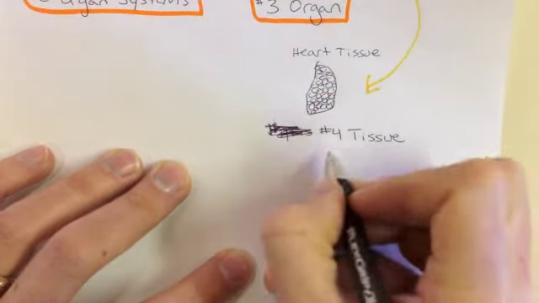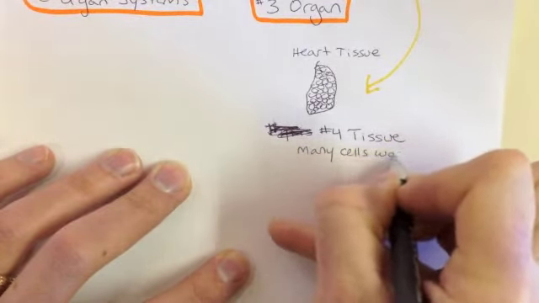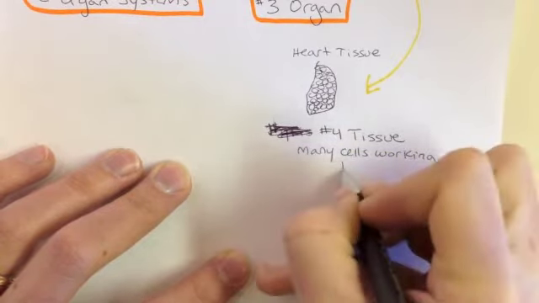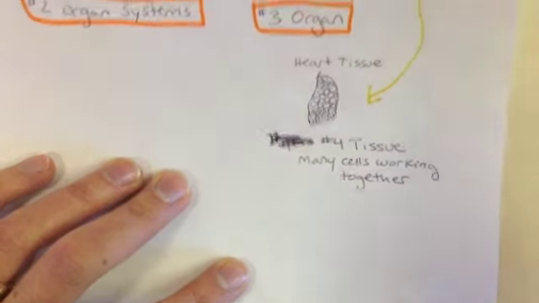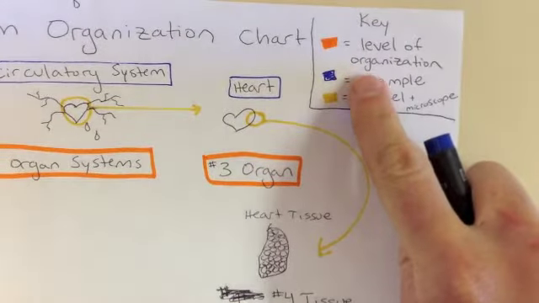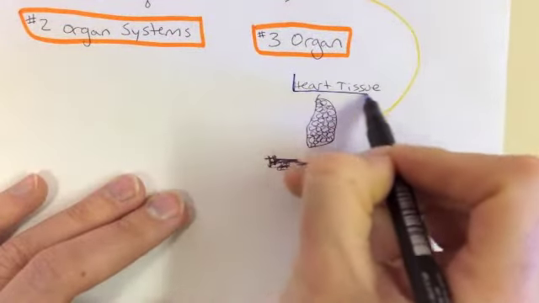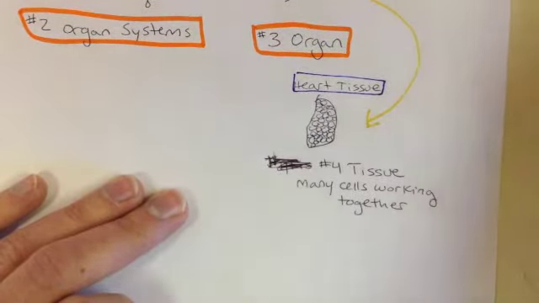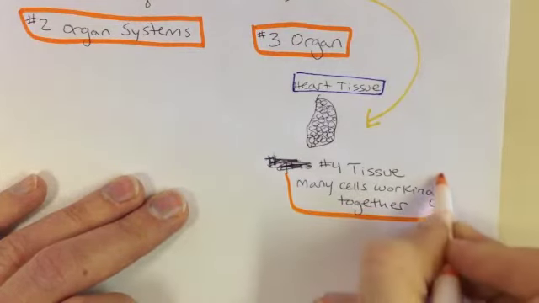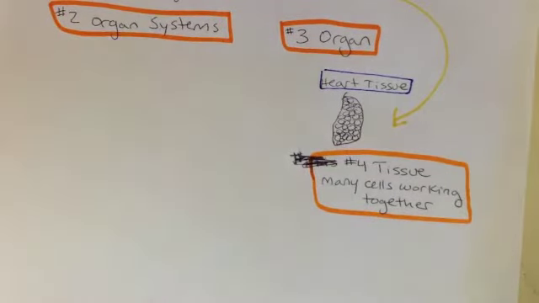I'm going to give a little definition for tissue. It is many cells working together. So I'm going to go back to my key just to remind myself of color code. So my level of organization is going to be orange and my example is going to be blue. So again, tissue level of organization is level number 4.